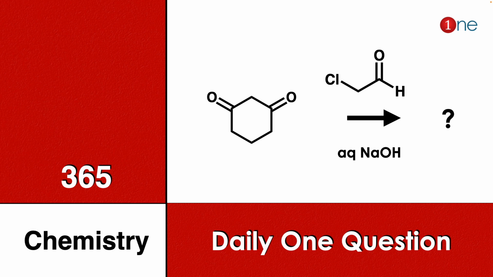Here you have cyclohexane with diketone. You are reacting with an aldehyde which has an alpha chlorine, and you are using a base. You have to find what will be the final product.